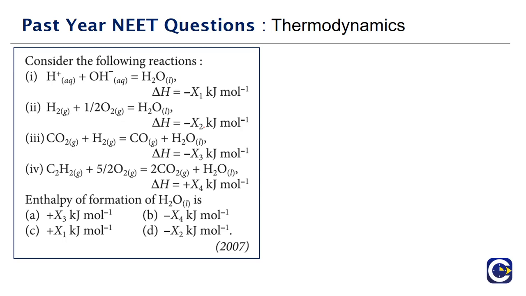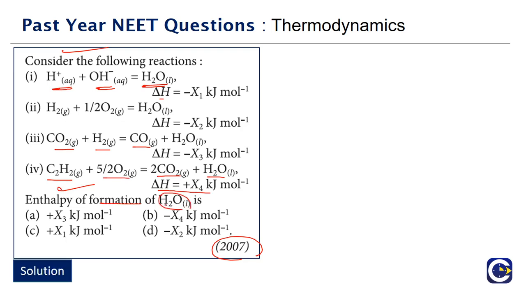This is a theoretical question which has come in the year 2007. Okay, consider the following reactions. H plus plus OH minus gives rise to H2O liquid, del H is equal to minus X1. Second, H2 plus half O2 gives rise to H2O liquid, del H is equal to minus X2. Third, CO2 plus H2 gives rise to CO plus H2O, del H is equal to minus X3. Fourth, C2H2 plus 5 by 2 O2 gives rise to 2CO2 plus H2O, del H is equal to plus X4. Now the enthalpy of formation of H2O liquid is.